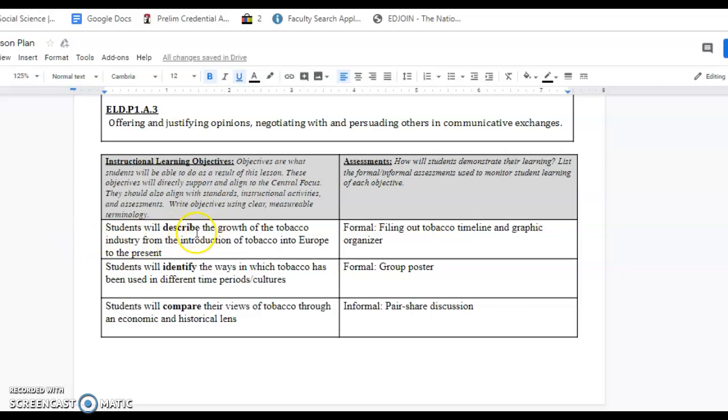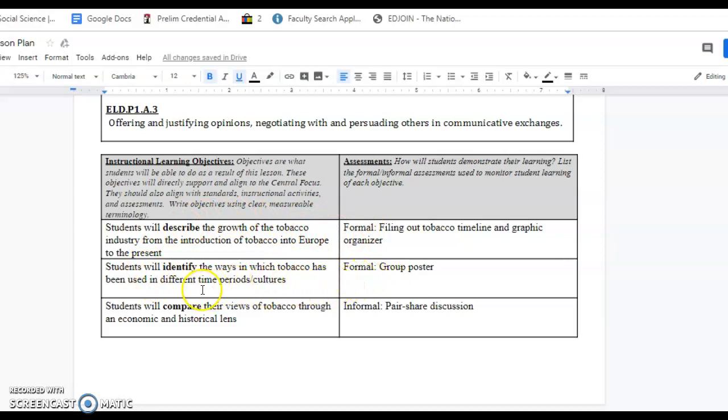And the way we're going to assess this would be formally by them filling out their tobacco timeline and a graphic organizer, which will have some focus questions on them. And all of these are going to be a one-to-one relationship. So whatever you see here is going to be assessed on this side.